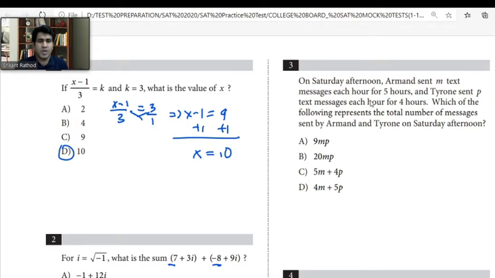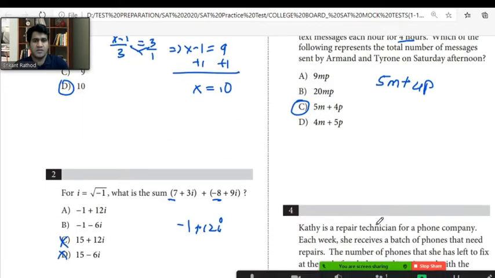In some of the situations, on Saturday afternoon, Aman sent M text messages for 5 hours each. The total messages is going to be 5M. Taran sent P text messages for 4 hours each. The total sent by Taran is going to be 4P. What is the total messages sent together? It's going to be 5M plus 4P. That is C.